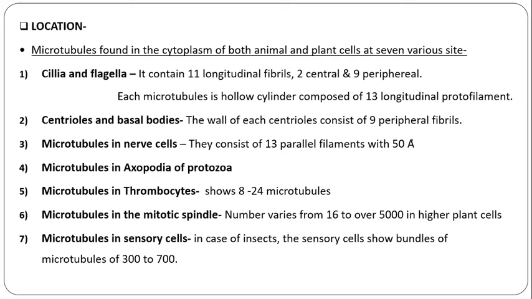The wall of each centriole consists of 9 peripheral fibrils. Each fibril is made up of 3 subfibers or microtubules called A, B, and C. Here the A subfiber is complete and tubular, whereas B and C are incomplete tubules. So next one is the microtubules in nerve cells.